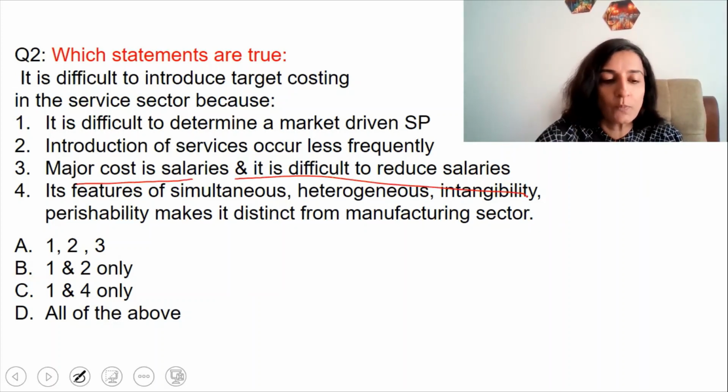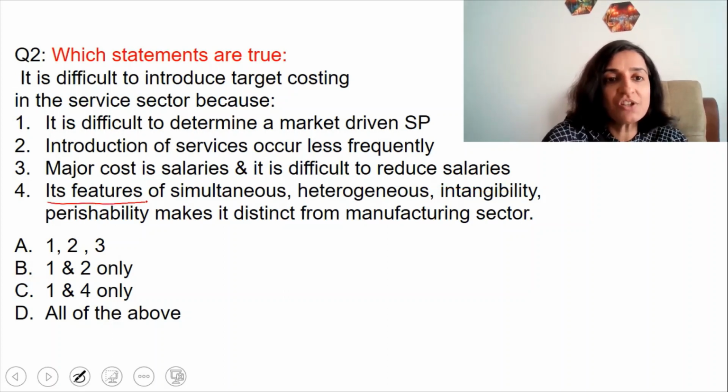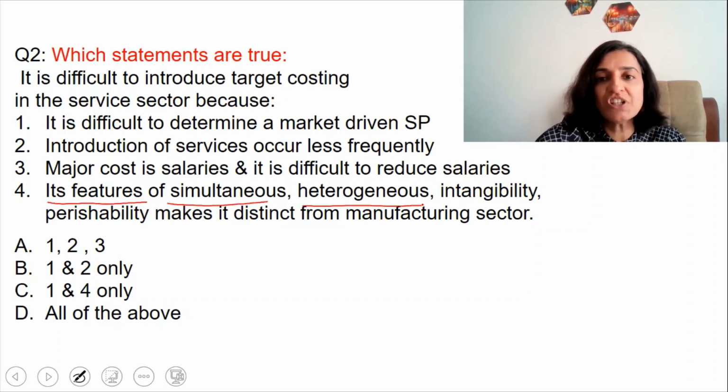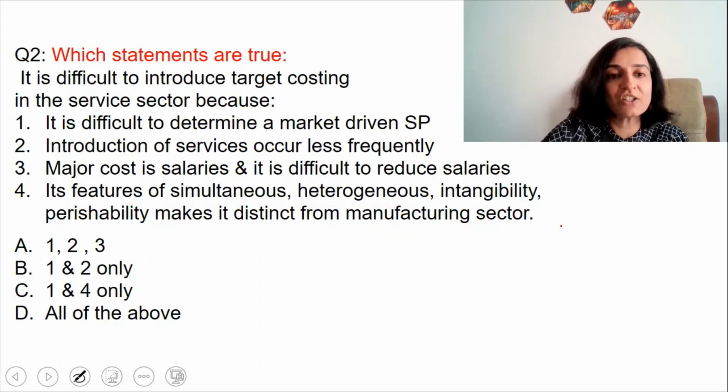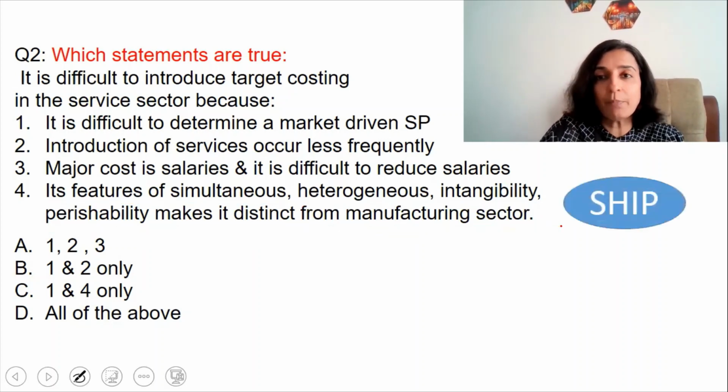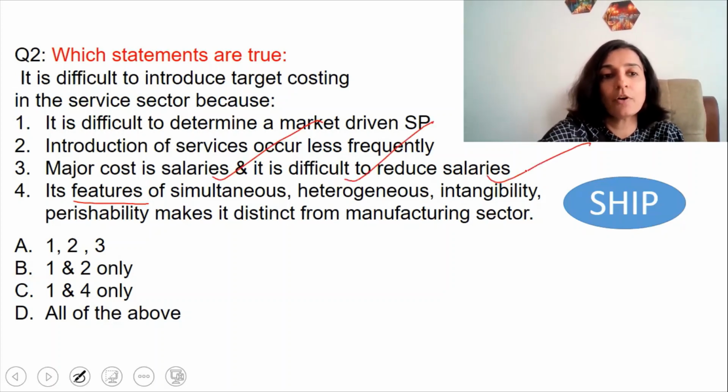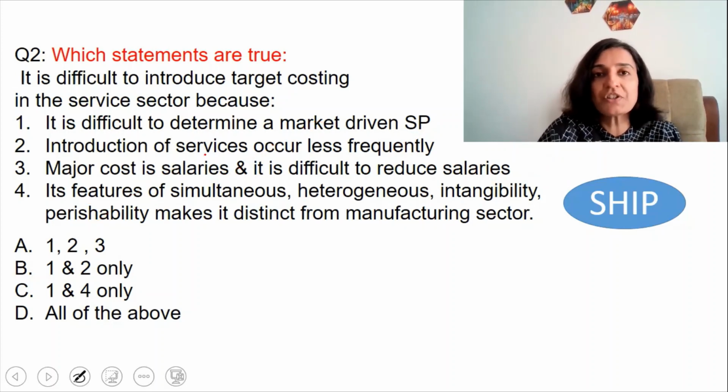That is also true. Now, the fourth statement, its features of simultaneous, heterogeneous, intangibility, perishability make it distinct from the manufacturing sector. Now, SHIP. That's the acronym that I always tell my students for remembering the features of the service sector. S for simultaneous, H for heterogeneous, I for intangibility, and P for perishability. These are the four features of the service sector.